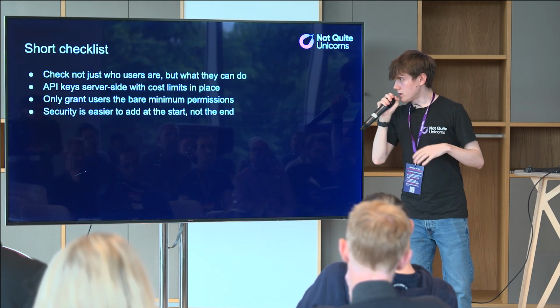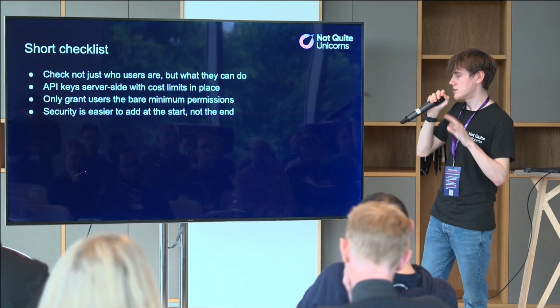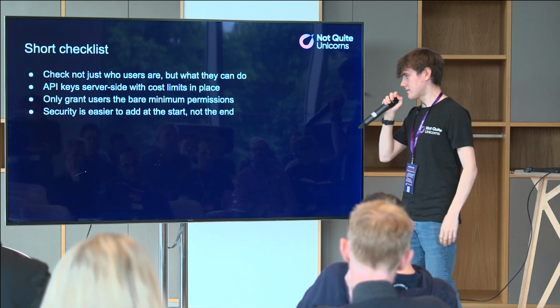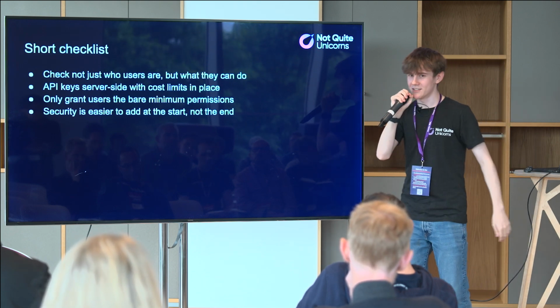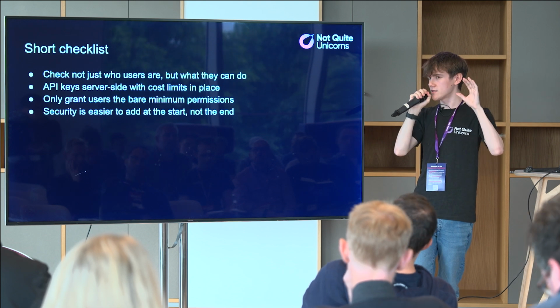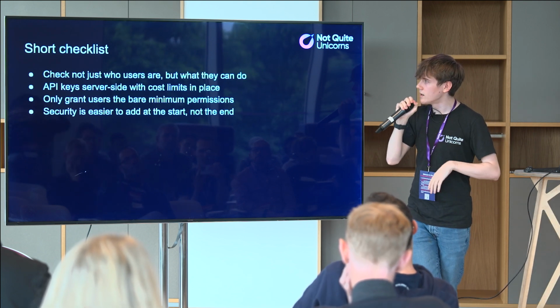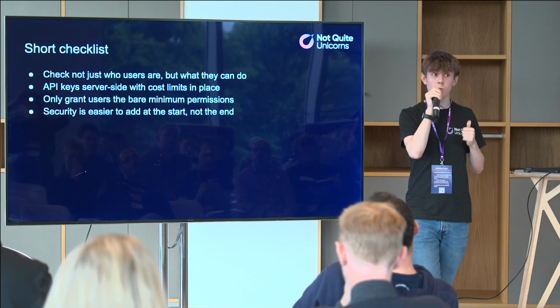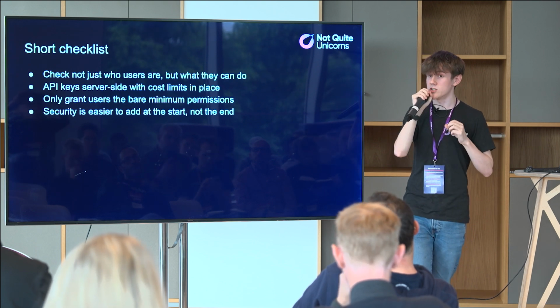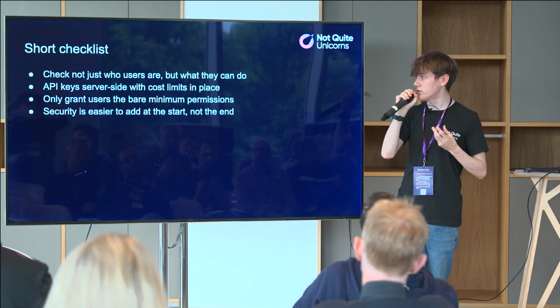So I'll leave you with a little short checklist. This is completely non-exhaustive. This is like 30% of things that you could think about, but it's the ideas that I want you to take away rather than specific things like row-level security. Check not just who users are, but what they can do, and don't allow them to do any more than they should be able to do.